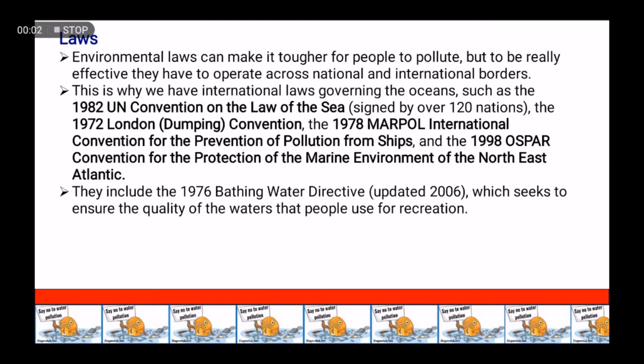In terms of laws, environmental laws can make it tougher for people to pollute. But to be really effective, they have to operate across national and international borders. This is why we have international laws governing the oceans, such as the 1982 UN Convention on the Law of the Sea, signed by over 120 nations, the 1972 London Dumping Convention, the 1978 MARPOL International Convention for the Prevention of Pollution from Ships, and the 1998 OSPAR Convention for the Protection of the Marine Environment of the Northeast Atlantic.